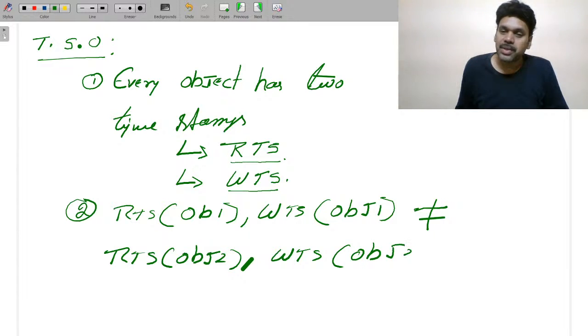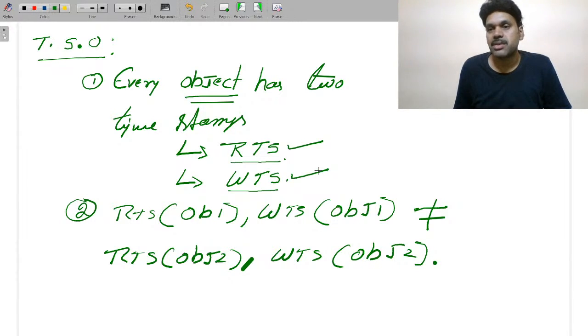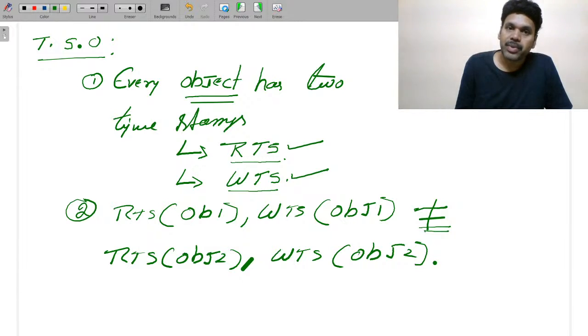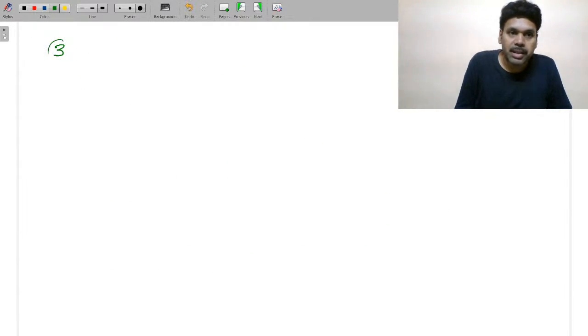Friends, what I want to tell you from this particular point is that every object has its own two timestamps, reading and writing. Therefore the timestamp values are completely different from each other. And the point number 3, as far as TSO is concerned, is that these RTS and WTS values are being changed every time.